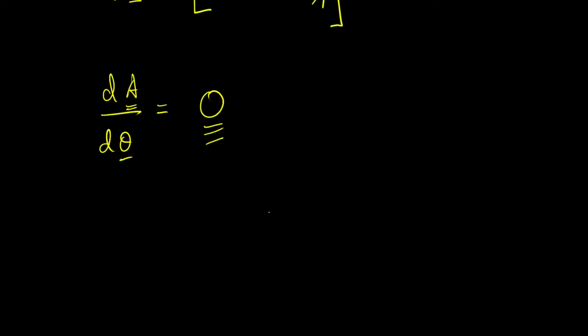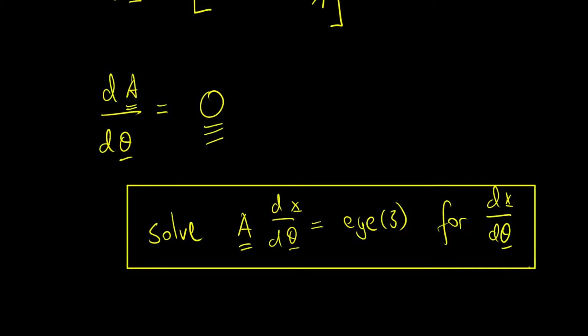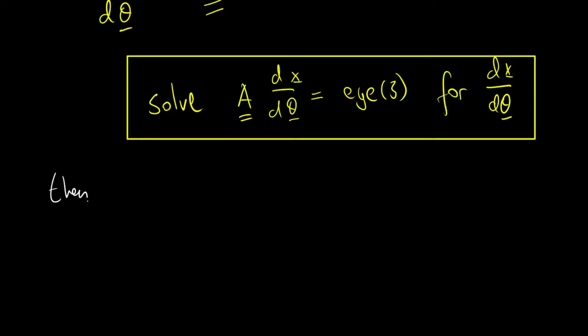So with this information, we can then reduce this system and say we solve A times dx by d theta equal to the identity, and I will use this MATLAB NumPy notation. This means an identity matrix of shape 3 by 3, and we solve this for the solution sensitivities. And we consider them as some sort of variable. So this will be the first step in the forward sensitivity analysis. And then we know that we can have our gradient by the following formula.